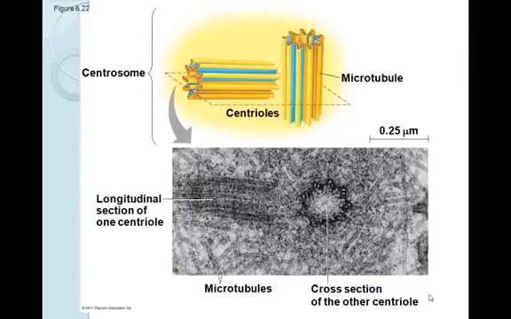Another cellular structure that contains microtubules is the centrosome. The centrosome is the region of the cell that serves as an attachment point for the microtubules that attach to and move chromosomes along during cell division.